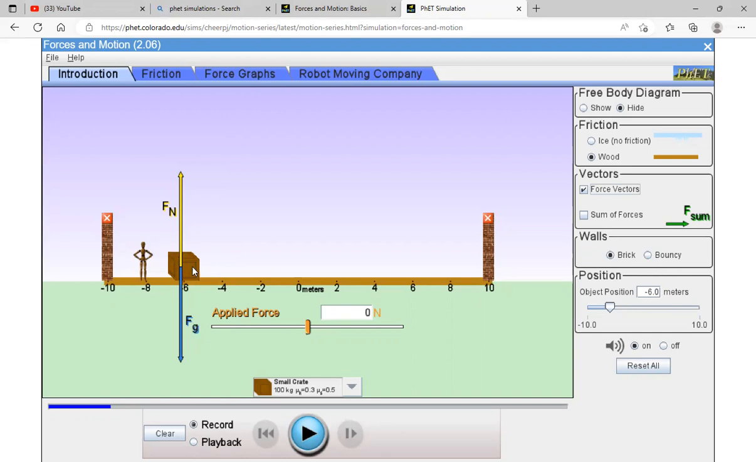What do you think? This box here, this crate, is at rest. It's not accelerating upward or accelerating downward. So what do you think? What is the net force or the sum of the forces? If Fn and Fg are the only forces acting on the crate, what is the sum of these forces?